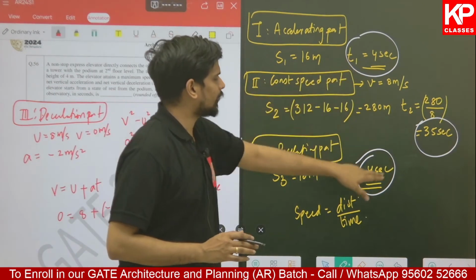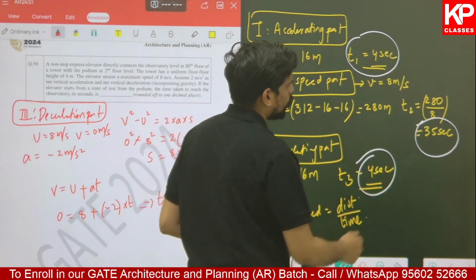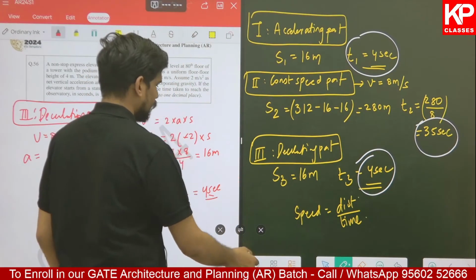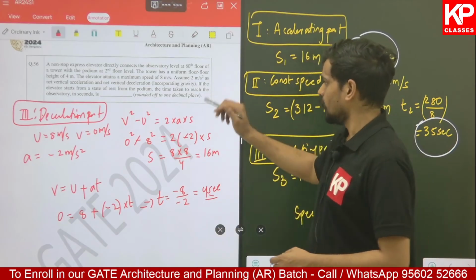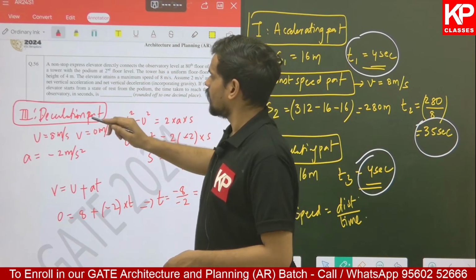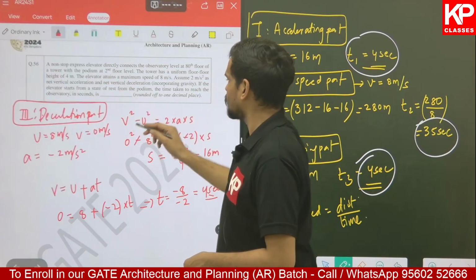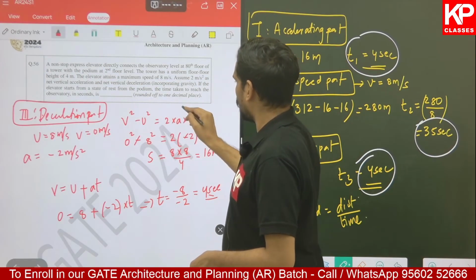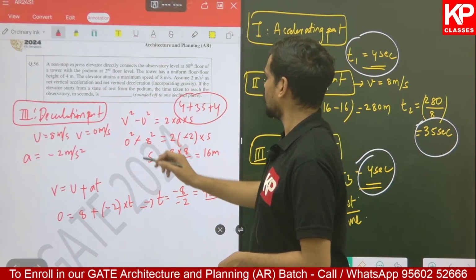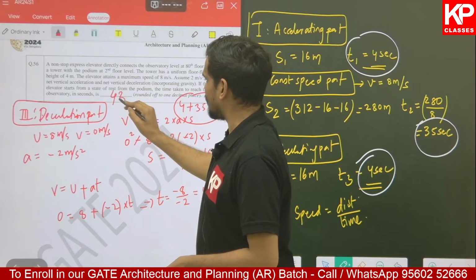It is 4 plus 35 plus 4. That will come out to be 8 plus 35, that is 43 seconds. So the total time taken, so the answer for this question, what is the total time taken, they're not asking us what is the part of each of the movements, they're just asking us the total. So it is 4 plus 35 plus 4, that's the final answer, which will be 43 seconds.